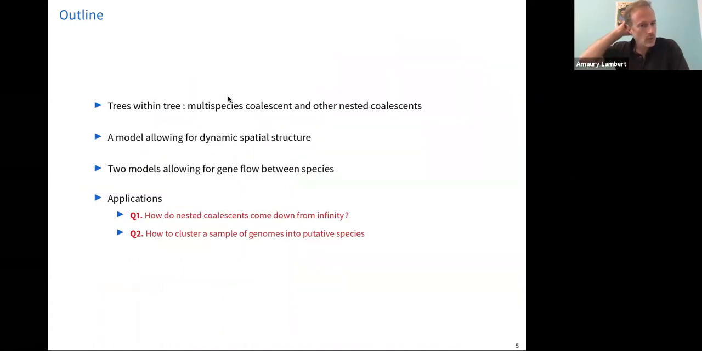And so, in the first part of the talk today, I will talk about examples where gene trees are coupled by the species tree and the so-called multi-species coalescent, which is widely used by evolutionary biologists. And I will introduce some other kind of what I call nested coalescence, where the gene tree is always included in the species tree, as on the first picture. And then I will introduce models allowing for dynamic spatial structure and then gene flow between species.